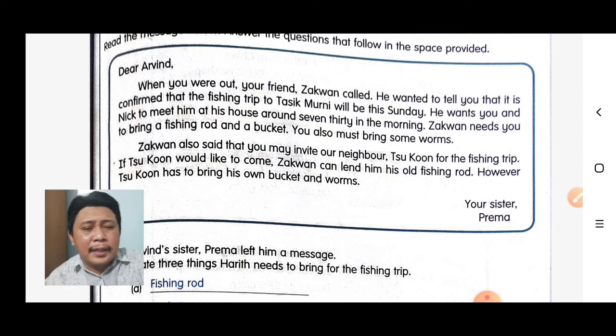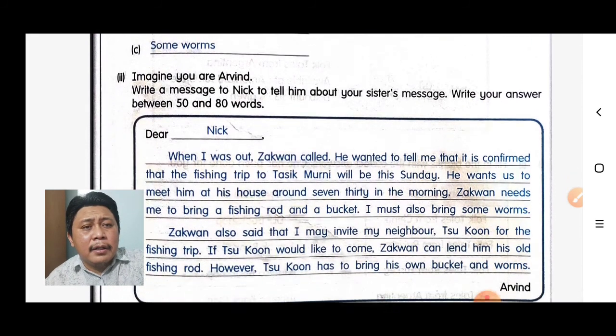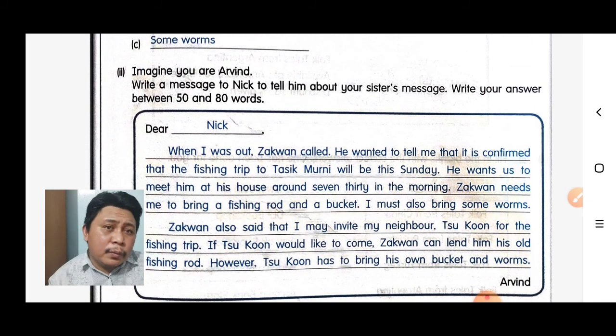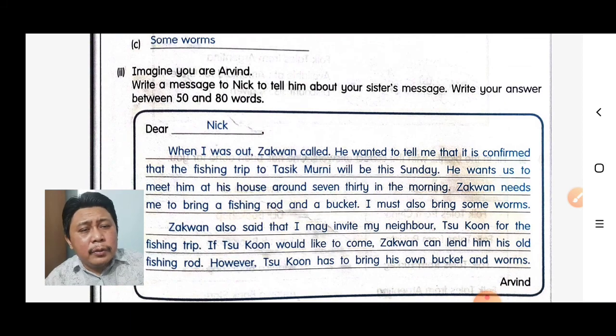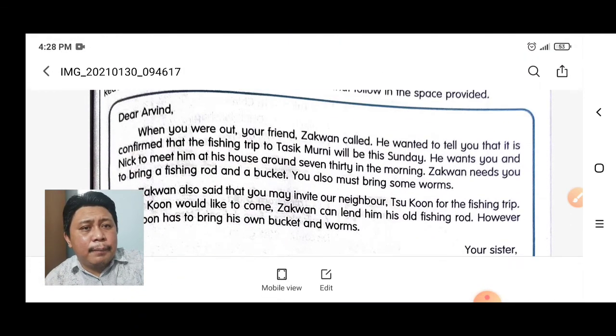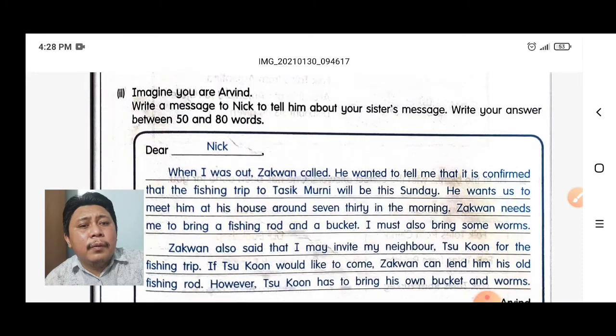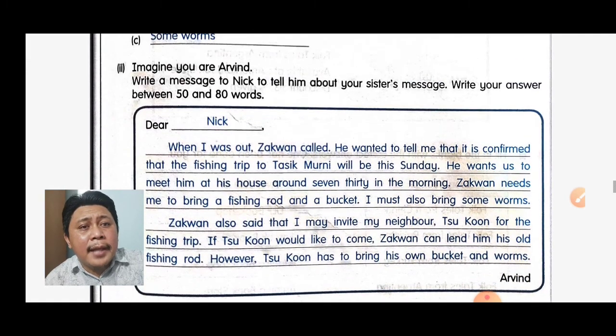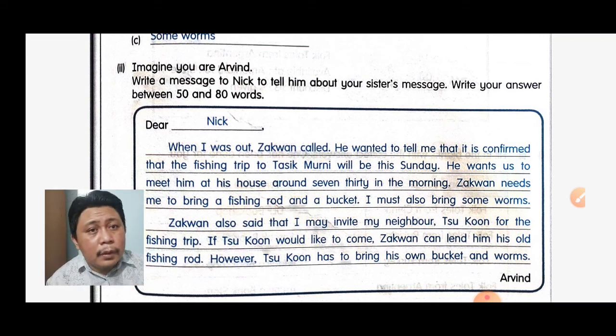Okay, this means you need to write a short message to Nick based on this message from your sister. Just elaborate your sentences, which means you need to talk again about this message, but you want to explain to Nick what is the content of the message. Actually, for the students who are not really good at writing, you may use simple words here.